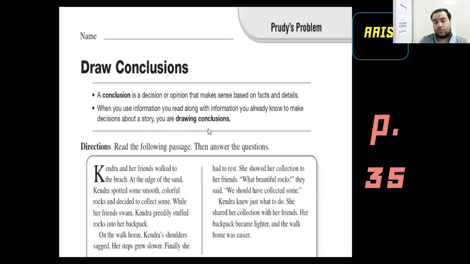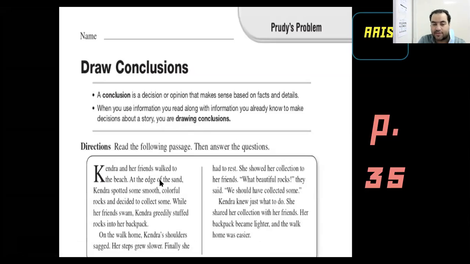First of all, we have to define what a conclusion is. A conclusion is a decision or a guess or opinion that you make based on some facts and details. And we said, the more details you have, the more accurate your conclusion will be. When you use the information you read along with the information you already know in your head to make decisions about the story, you're drawing a conclusion. This is how you make a guess.